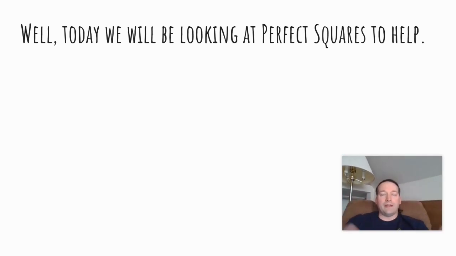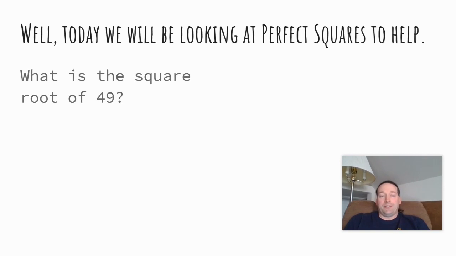What does a square root do? It undoes a square. So when you multiply something by itself, that's called the square of it. Well, finding the square root is saying, oh, I have a number. What did I multiply by itself to get it? So today we're going to have perfect squares help us out, because they're very simple. They make life a lot easier for us.